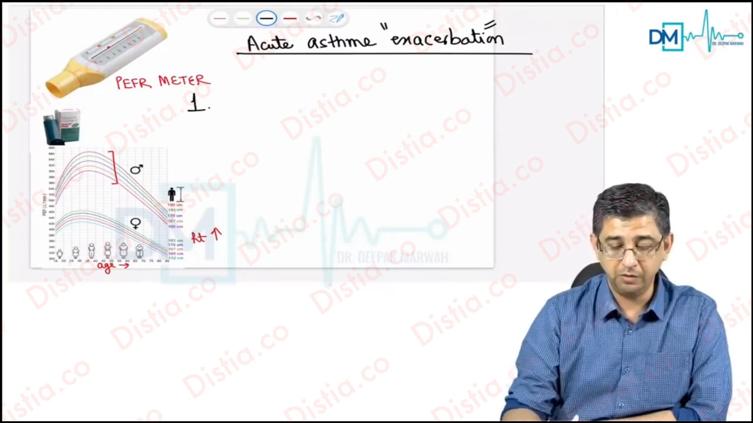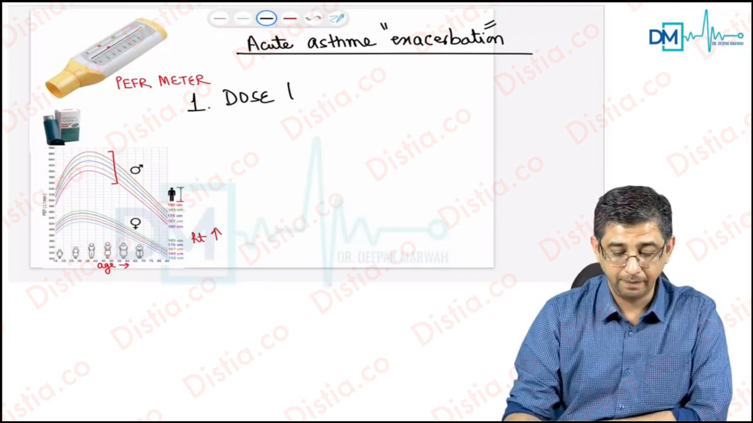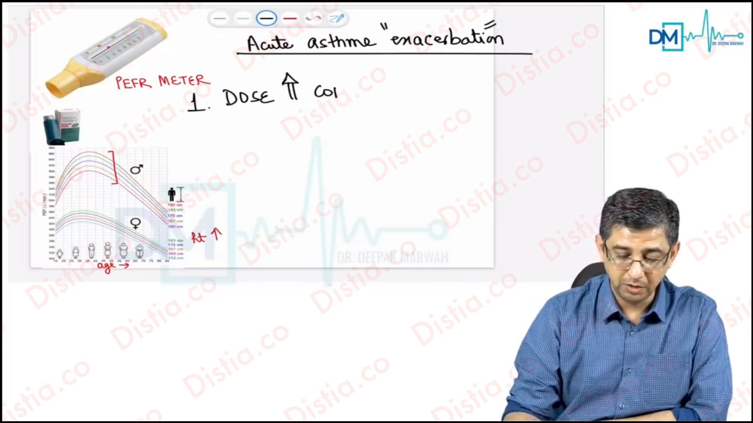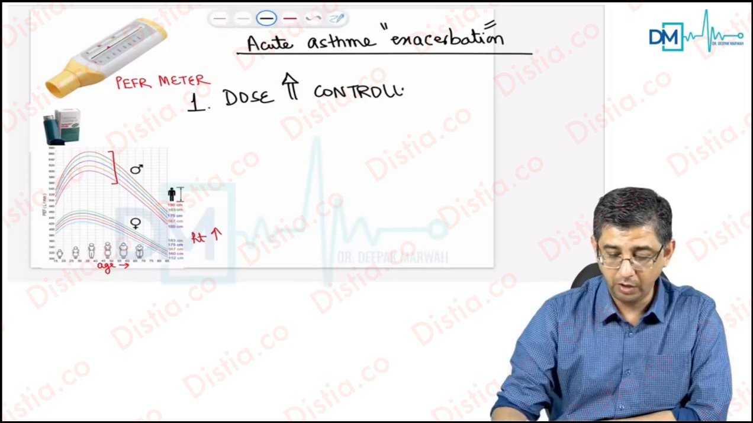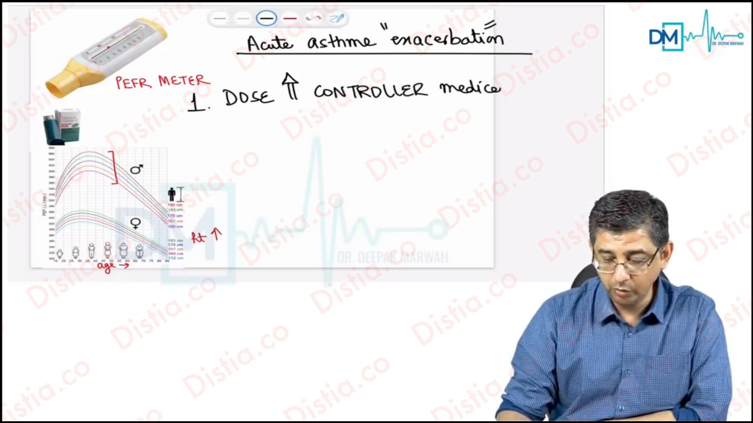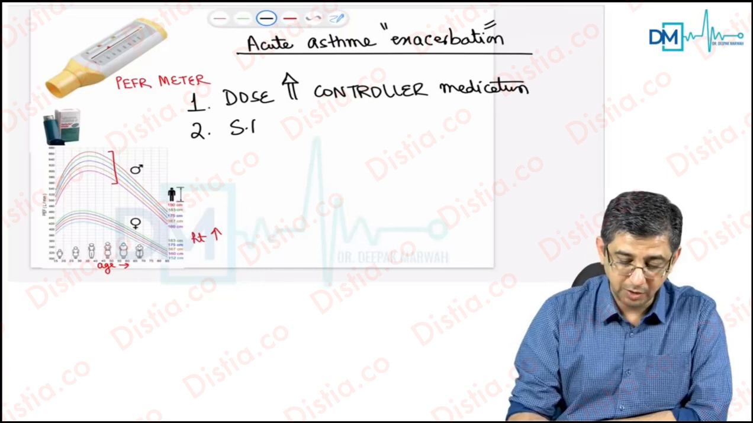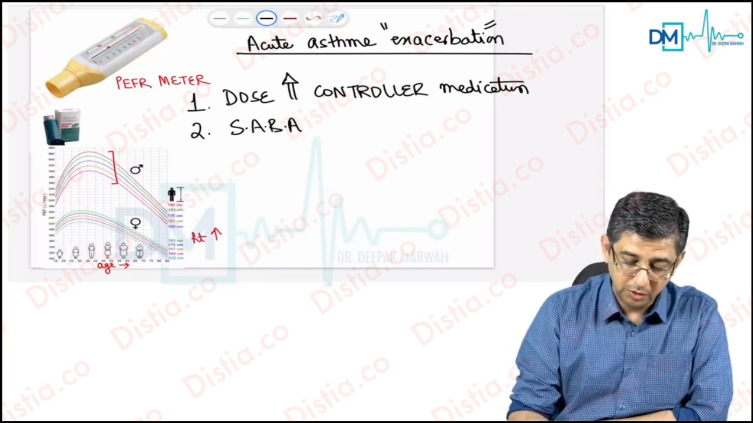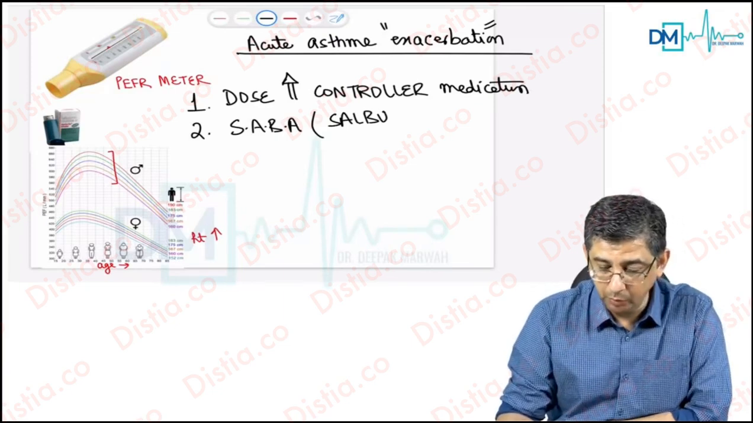And what is the first step for management of acute asthma exacerbation? First step is to increase the dose of the controller medication. The controller medication, as I've taught you, that we start in our patients is low dose inhaled corticosteroids along with formoterol. So the dose can be increased up to 4 times that of normal. To this, we can add SABA, that is salbutamol. Salbutamol puffer or metered dose inhaler will always be having a blue cap.